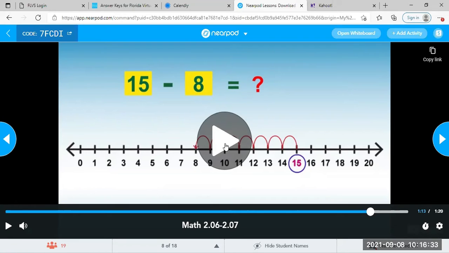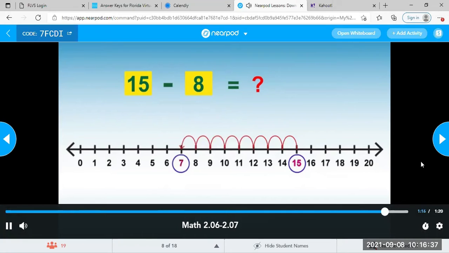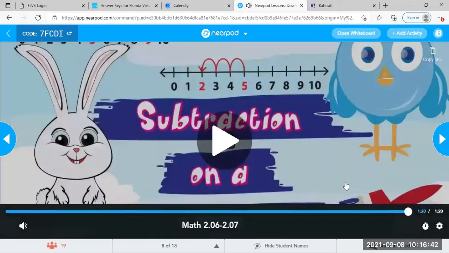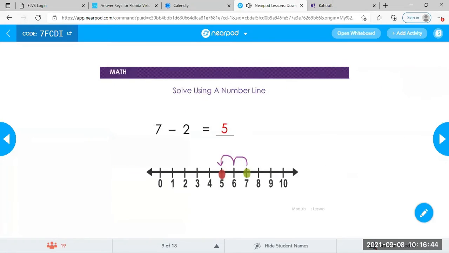Oh, Miss Cruz, I get it now. Okay, let's find the rest of it. We landed at 7. We're going to try this out on our own. 15 minus 8 is 7. That was pretty quick. Here's the difference. Okay, you guys ready to try it?